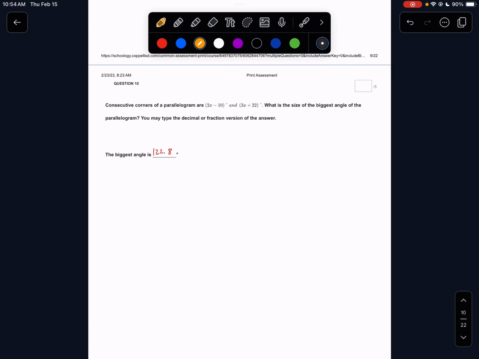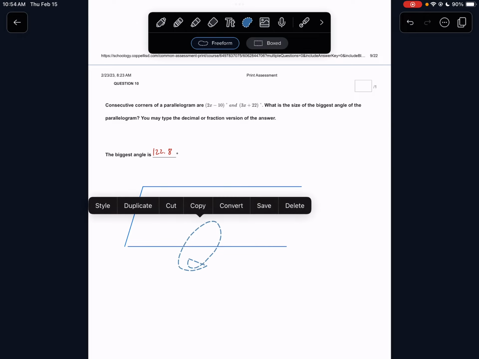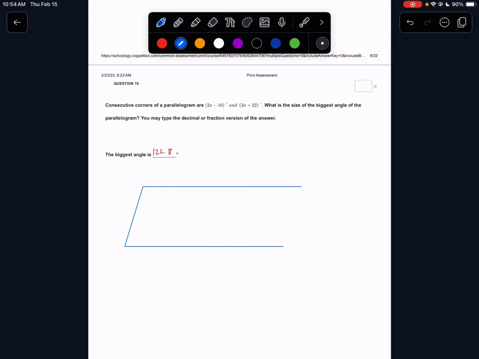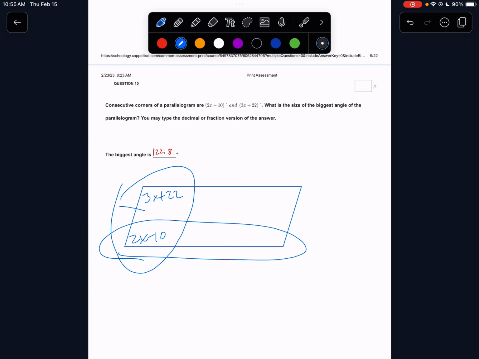All right. Consecutive sides of a parallelogram. So I'm going to draw a parallelogram here. So we got our parallelogram. And it says that consecutive corners are 2x minus 10 and 3x plus 22. Does it matter which consecutive corners I pick? No, right? I could pick any of the four. What's true about consecutive corners of a parallelogram?